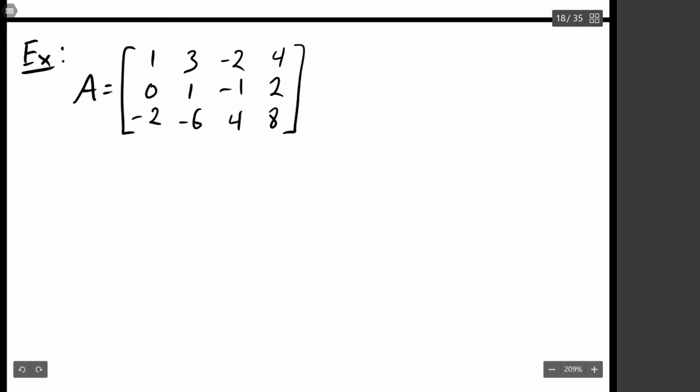Okay, so here we have a 3x4 matrix, and let's think for a minute about what possibilities we even have for the rank of this matrix. What's the largest amount of leading ones that this could possibly have? What do you think? Well, the largest would be 3, because there are 3 rows, and each row can only have one leading one in it.